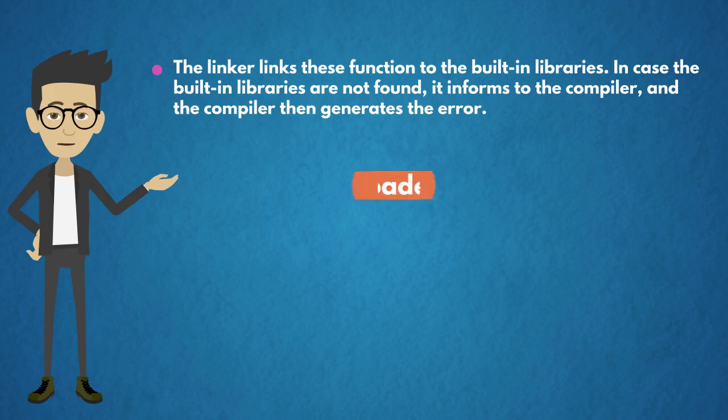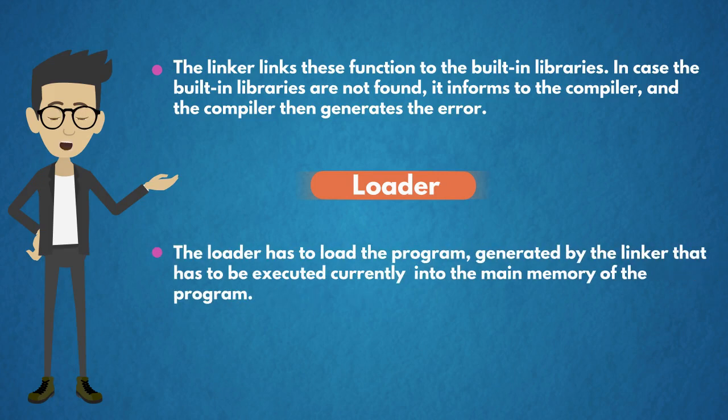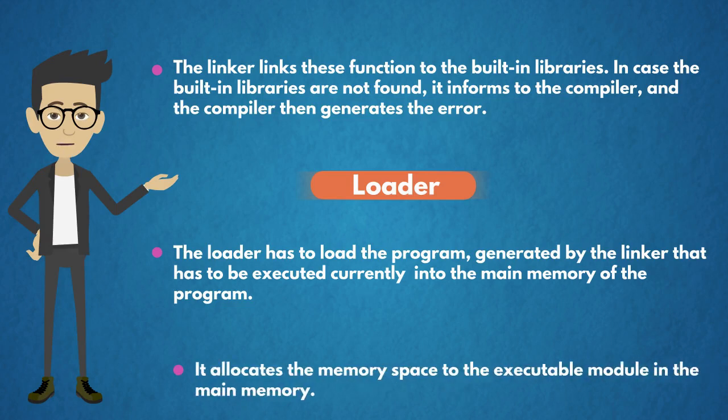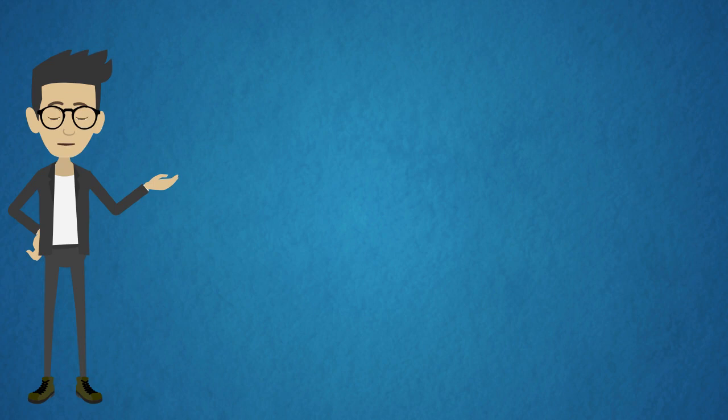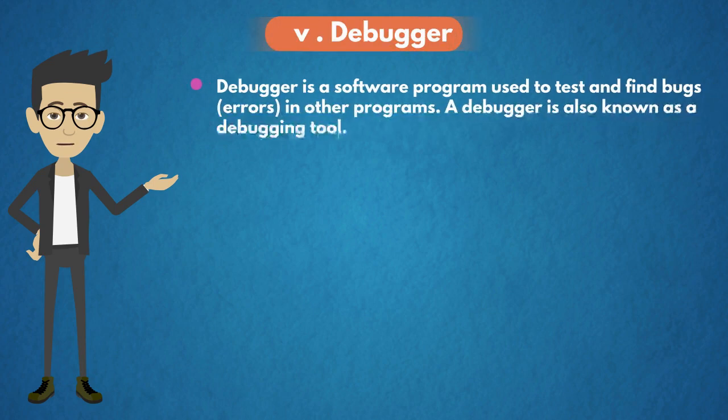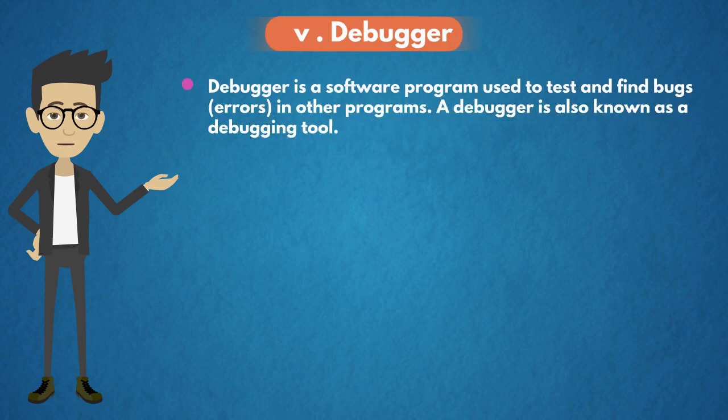The linker is associated with the loader. The loader has to load the program generated by the linker that has to be executed currently into the main memory. It allocates the memory space to the executable module in the main memory. The fifth system tool is debugger. A debugger is a software program used to test and find bugs or errors in other programs. A debugger is also known as a debugging tool.